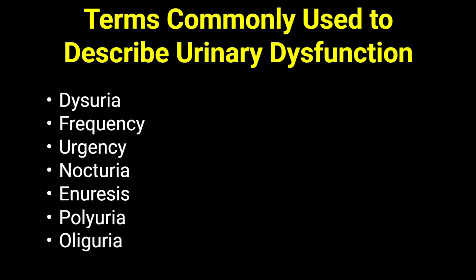NCLEX pearls. Dysuria plus frequency plus urgency, think UTI. Polyuria, too much urine. Oliguria, too little urine, which is often more concerning because it may indicate decreased kidney perfusion or renal failure. Enuresis is common in younger children, but should be evaluated if it persists beyond the expected age of bladder control or develops suddenly after continence has been established.